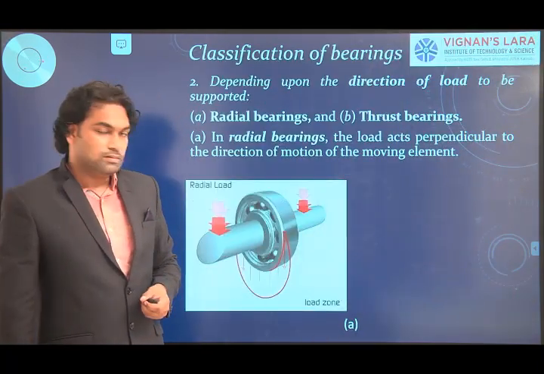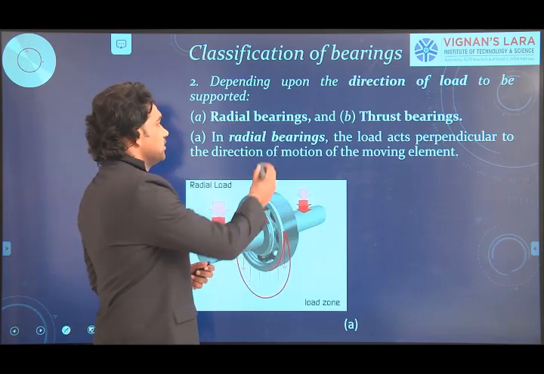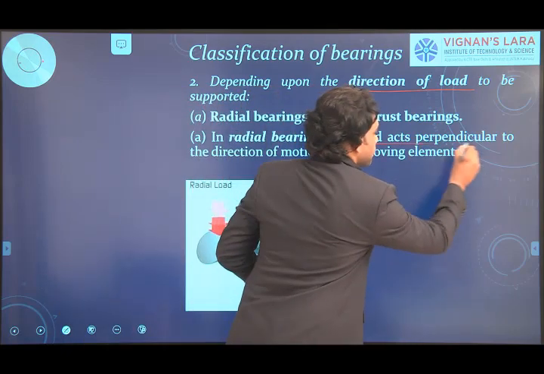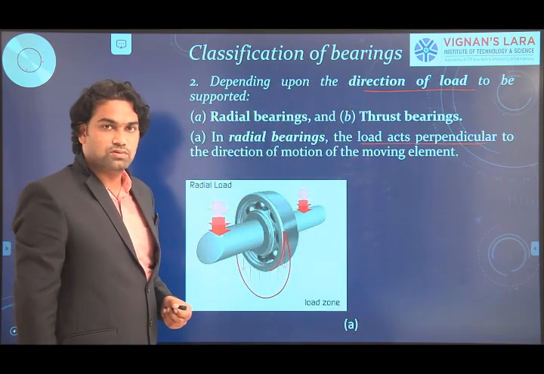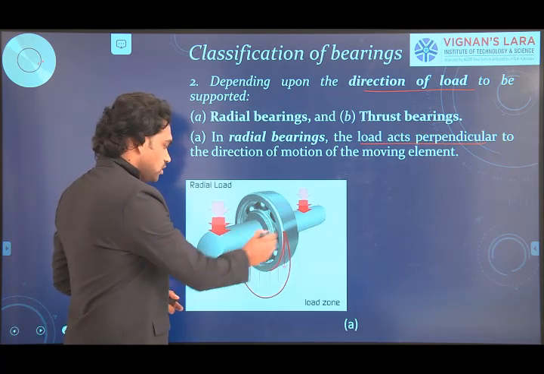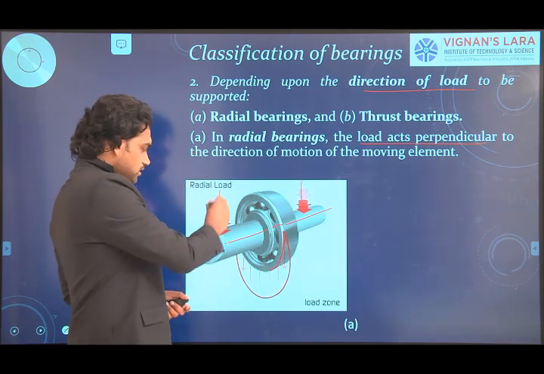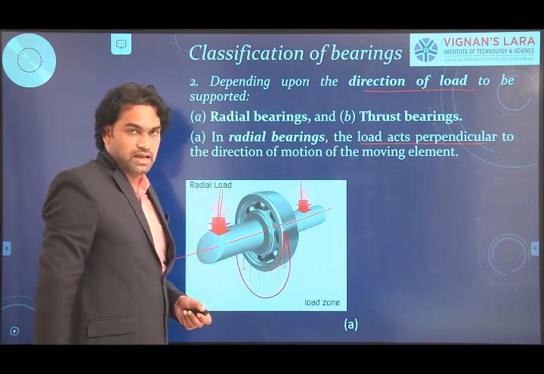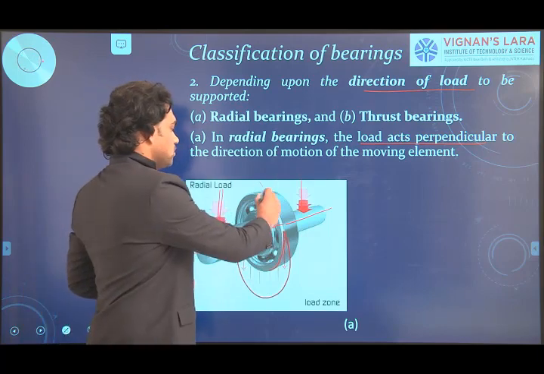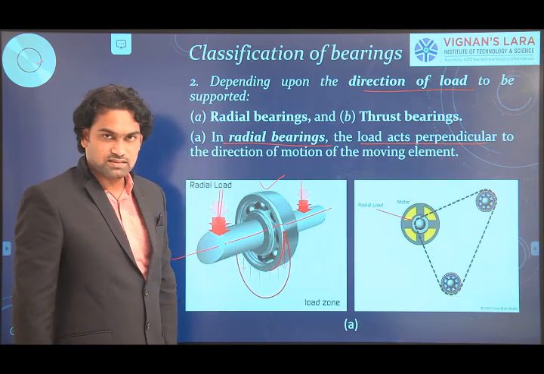Coming to the classification based upon the type of load it can support, we know that whenever the load is acting, based upon its direction, if the load acts perpendicular to the axis of the shaft, we call the bearing a radial bearing. That load we call a radial load. So this is the shaft axis, you can observe. The load is acting in this direction, which means perpendicular to the axis of the shaft, and the bearings which support these kinds of loads we call radial bearings. Clear?